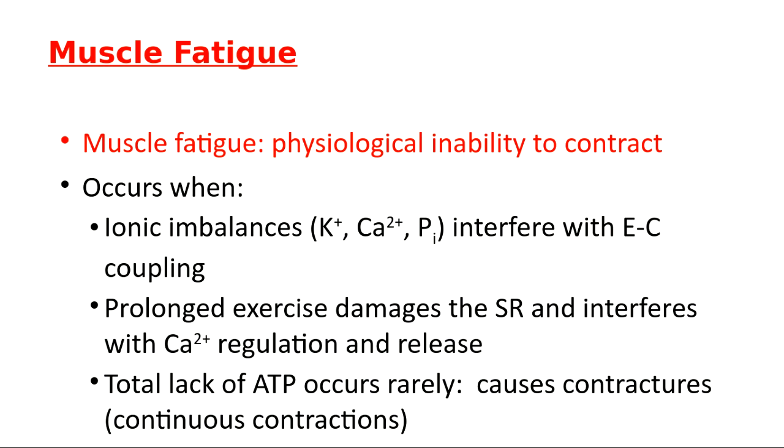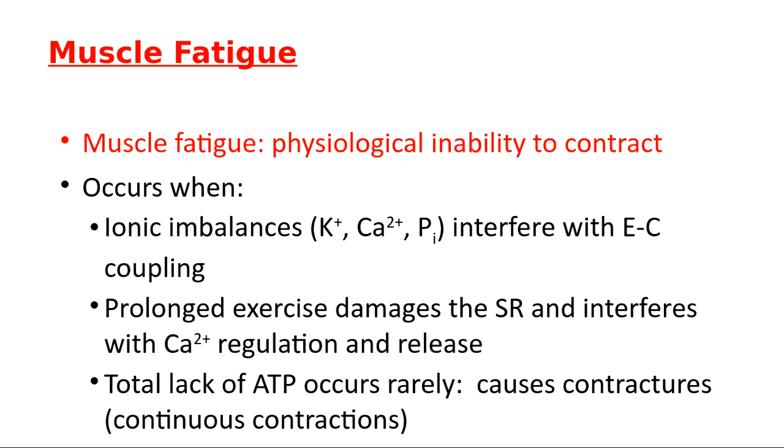So you should know the characteristics of these three mechanisms to make ATP. You should know what is glycogen, and what is creatine, and what is creatine kinase, also called creatine phosphokinase.